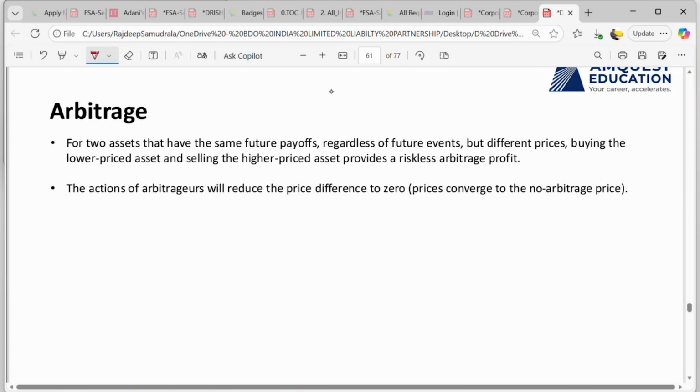Or let's say the same asset is sold at different prices in different countries, right? Quick example of arbitrage: today if you see, there's a lot of arbitrage happening. iPhone is cheaper in Dubai, or the USA. So what do people do? They'll buy from the USA and bring it to India.